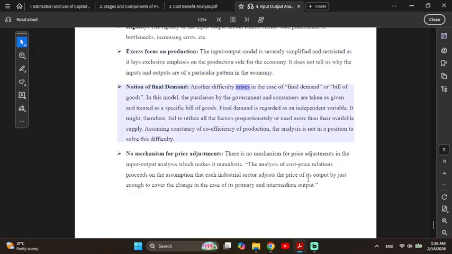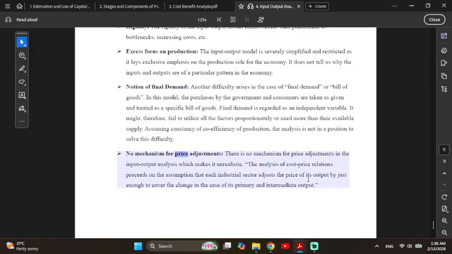Another difficulty arises in the case of final demand or bill of goods. In this model, the purchases by the government and consumers are taken as given and treated as a specific bill of goods. Final demand is regarded as an independent variable. It might, therefore, fail to utilize all the factors proportionately or need more than their available supply. Assuming constancy of coefficients of production, the analysis is not in a position to solve this difficulty.